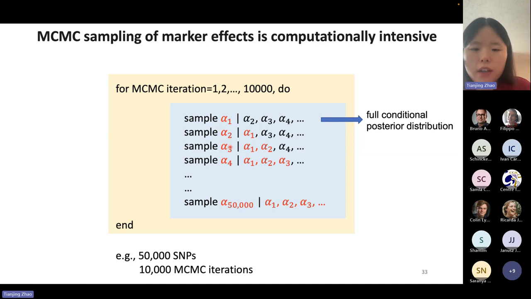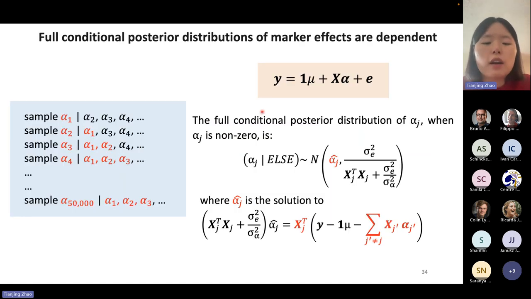And then we sample alpha 3, because it requires the most recent values. So these two values should be used here. So we can see here, if we have many markers, let's say 50,000, and many, many MCMC iterations, let's say also 50,000, then the computation is very intensive, because we cannot sample alpha 1, alpha 2, alpha 3 at the same time, simultaneously. What we can do is sample alpha 1, then alpha 2, then alpha 3. They are dependent.